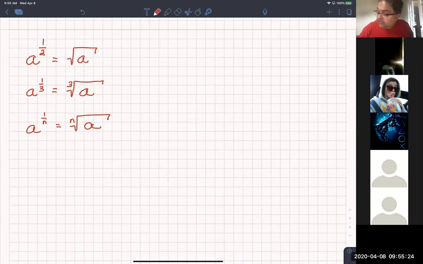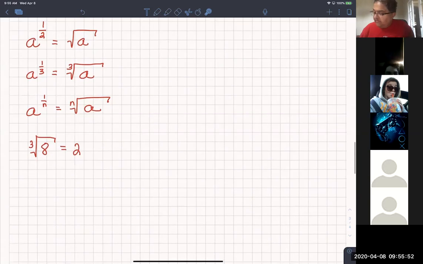So for example, the cube root of 8. Well, what number multiplied by itself 3 times gives me 8? 2. Okay, 2 times 2 is 4, times 2 is 8. So this says what number multiplied by itself n times gives me the radicand.